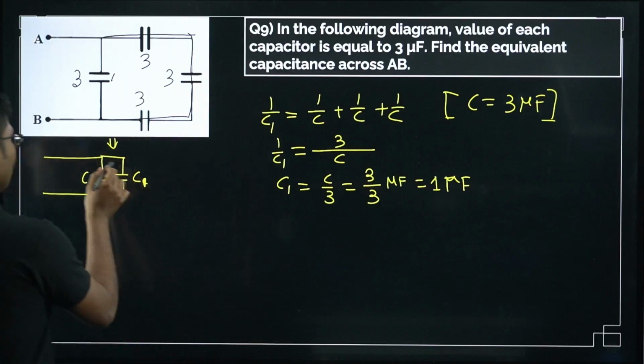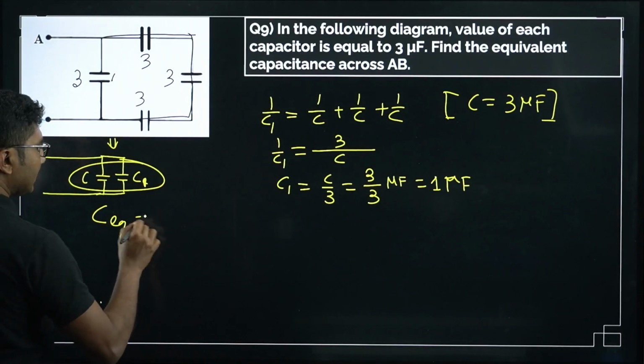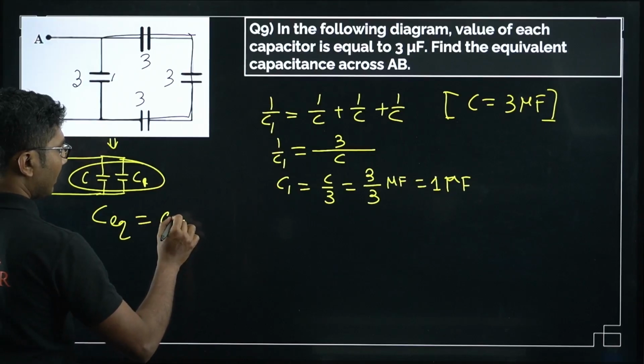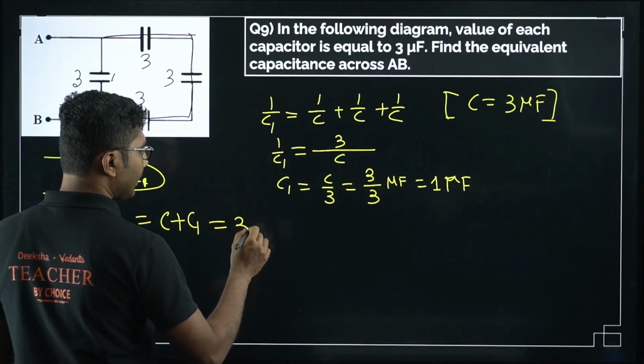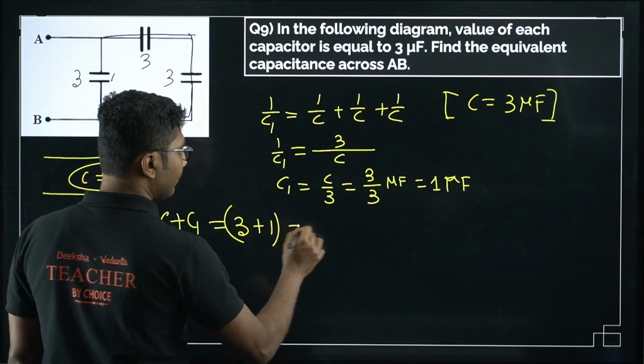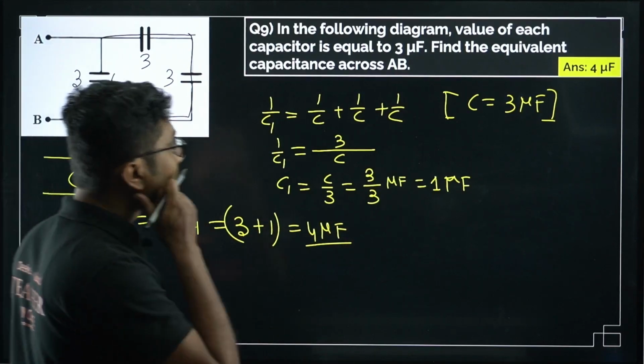Now these two are connected in parallel, so the final equivalent capacitance is C plus C1. Parallel combination means simply adding, so 3 plus 1, that is 4 microfarad, as simple as that. Okay, answer is 4 microfarad.